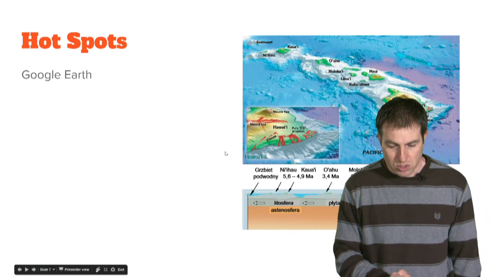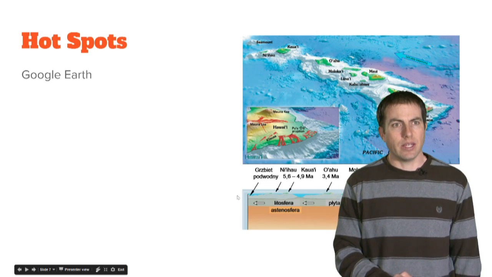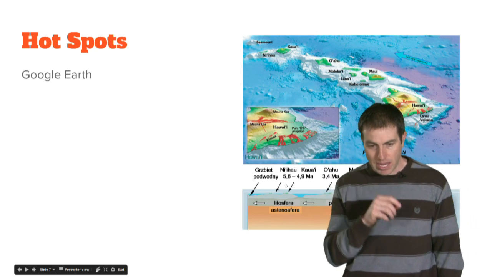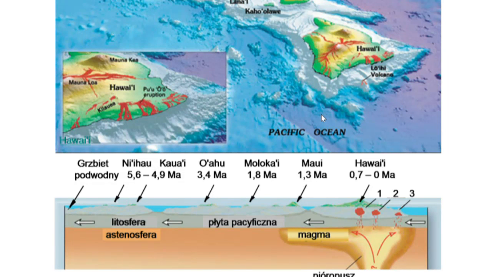So if we look at the image down below here, the time frames are in MA, which is millions of years. So we can see that the current Hawaiian islands, we can kind of see the hot spot underneath the islands. The hot spot's there. This is about 700,000 years old, the newest Hawaiian island. Maui is about 1.3 million years old. Oahu is about 3.4 million. As you go further back, they get smaller and smaller until they're gone. Kauai, 4.9 million years old.